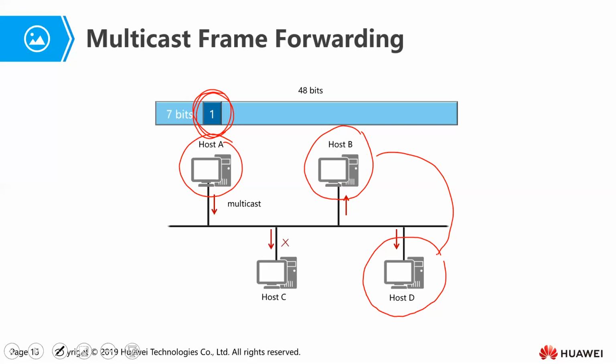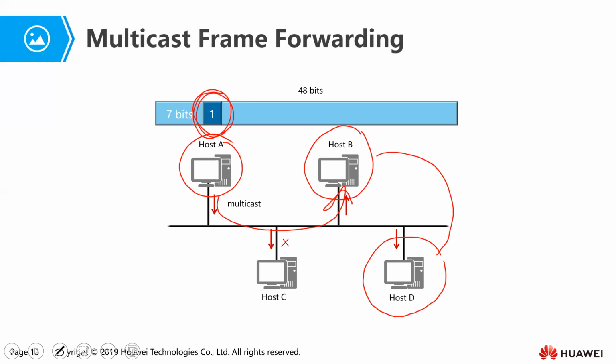For example, we go to host B and configure it to receive any data coming from a certain multicast MAC address. So we tell host B what the multicast MAC address is, and we also tell host D the multicast MAC address. When the packet is received here, they will check and find the value at bit number 8 equal to 1. At that time, they will know that this one is multicast.